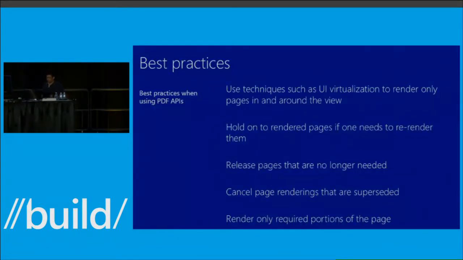So to summarize, if you're using these APIs, use techniques such as UI virtualization to render pages in and around the view. Hold on to rendered pages if you intend to reuse them for re-rendering, such as in zoom scenarios, because that will give you better performance characteristics. At the same time, when you're done with a particular page, release it, dispose of that particular PDF page. Also, cancel out page rendering requests that are no longer needed.